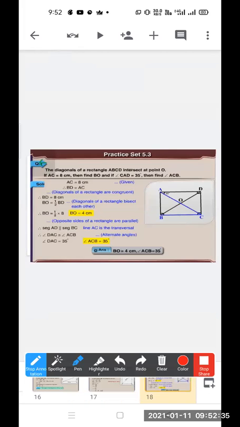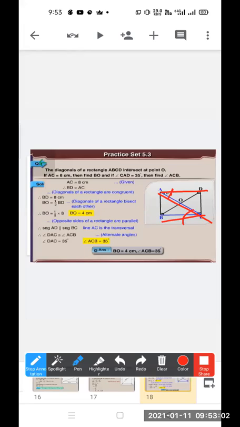Because opposite sides of a rectangle are parallel. Here AD is parallel to BC and AC is the transversal. You have studied the Z test. Angle DAC is equal to angle ACB, this angle, Z test.